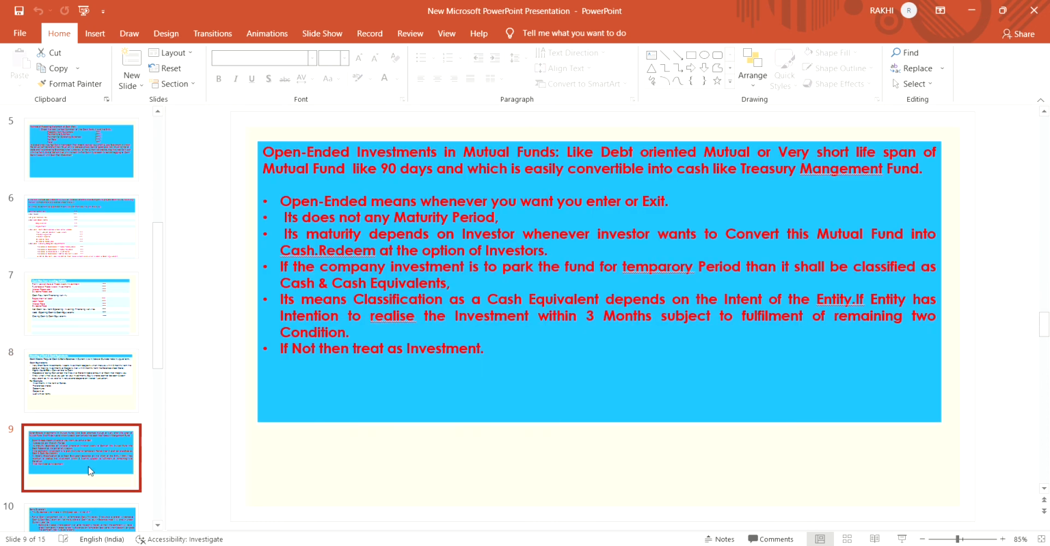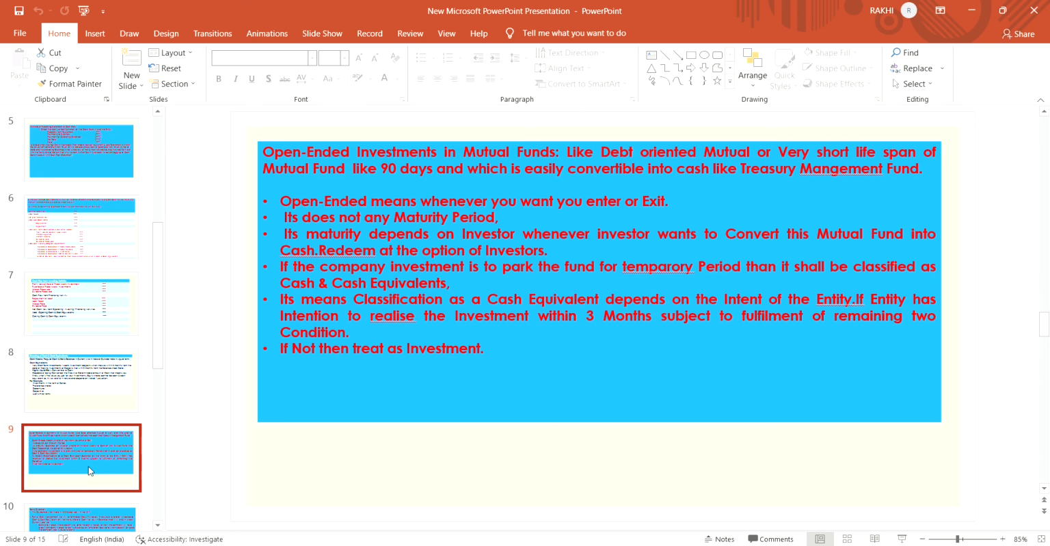Now comes open-ended investment in mutual fund. Open-ended means what? In which you can easily enter and exit. That mutual fund is known as an open-ended investment, in which you can easily enter and easily exit, like debt oriented mutual fund, or a very short term, short lifespan mutual fund, say 90 days, which is easily convertible into cash, like treasury management.